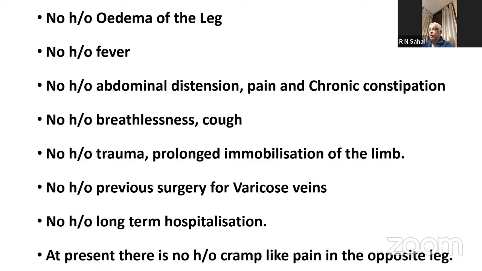Trauma where? Head injury? No, limb injury, sir. Trauma to the lower limb, sir. Okay. Prolonged immobilization of the limb. What do you mean by prolonged immobilization of the limb? Sir, when there is any major surgery of the pelvis or the lower limb and the patient is immobilized for more than 6 weeks.